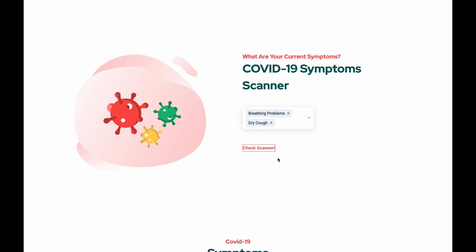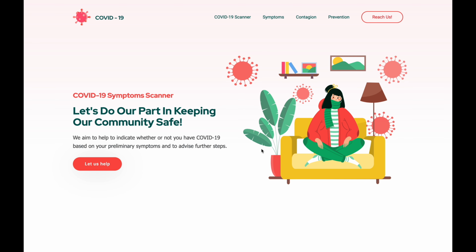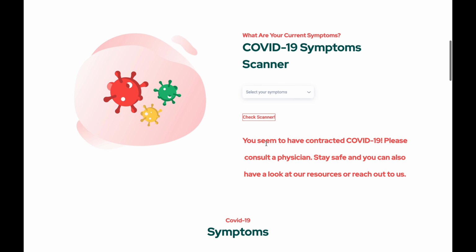So from here, when you click on scan, the web page actually links to the logistic regression model that we built and helps you predict whether you have COVID-19. Afterwards, you can click on the COVID-19 scanner again. And over here, it seems that I have contracted COVID-19, and they advise me to look out for resources or reach out to them.